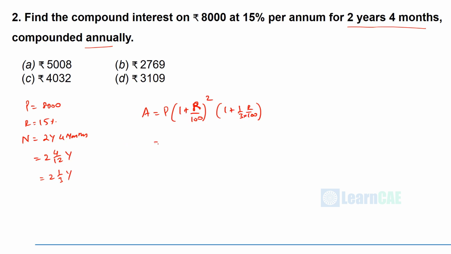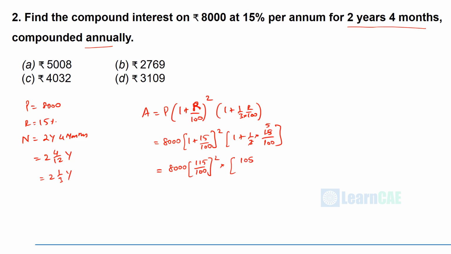Now we shall substitute the value. Principal is 8,000. (1 plus rate of interest 15 by 100) square into, here it will be (1 plus 1 by 3 into rate of interest 15 divided by 100). Okay. Now let us cross multiply. This will be (115 divided by 100) square into, this will get cancelled, 5. This will be 105 divided by 100.